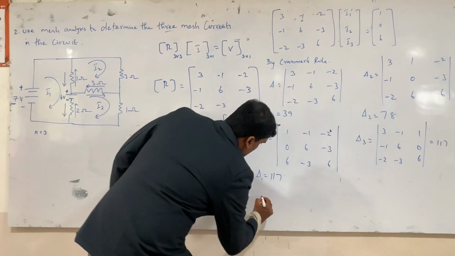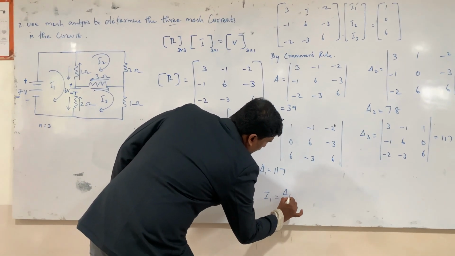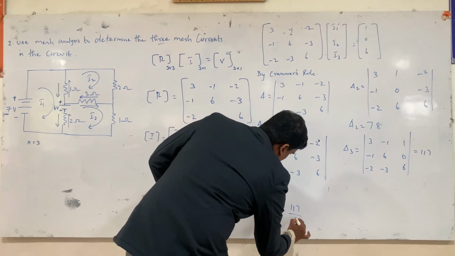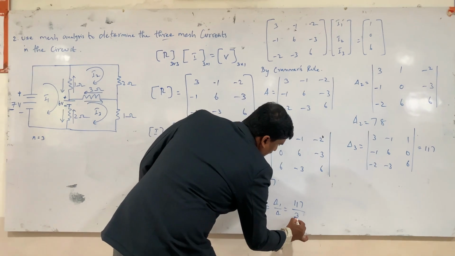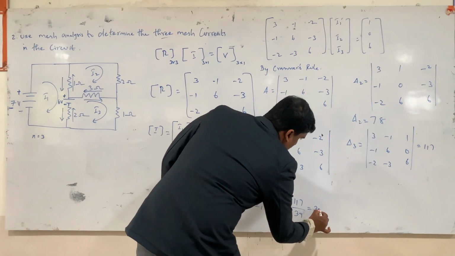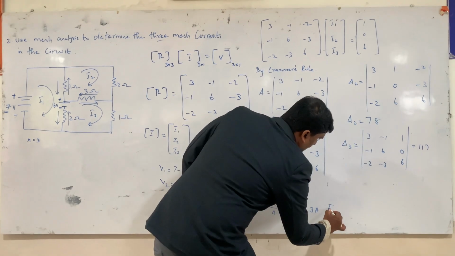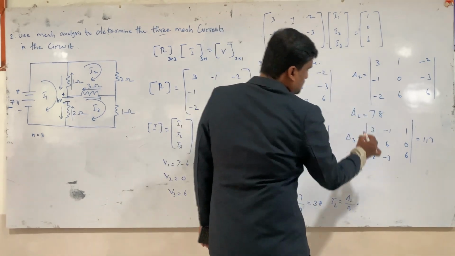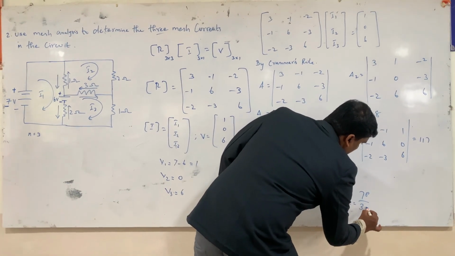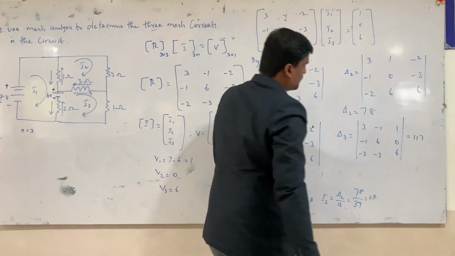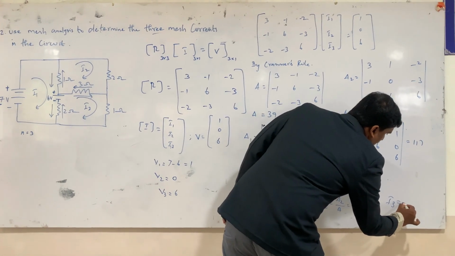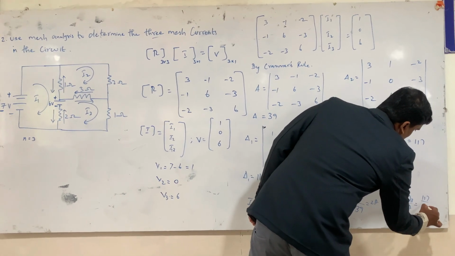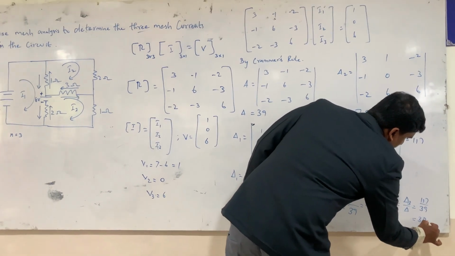So first I1 is equal to del 1 divided by del. So it is 117 divided by del 39. So here it is 3 ampere. Next I2 which is del 2 divided by del. So the value for del 2 is 78. 78 divided by 39 which is 2 ampere. And next I3 del 3 divided by del. So 117 divided by 39 which is equal to 3 ampere.